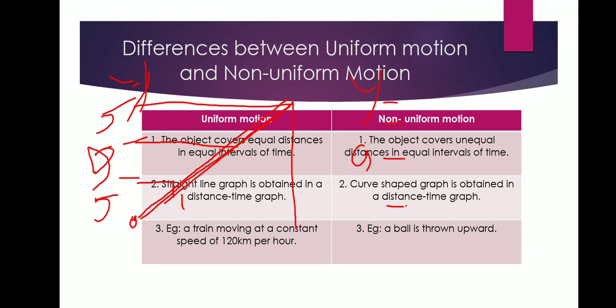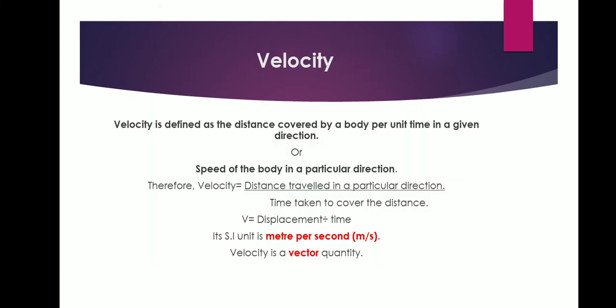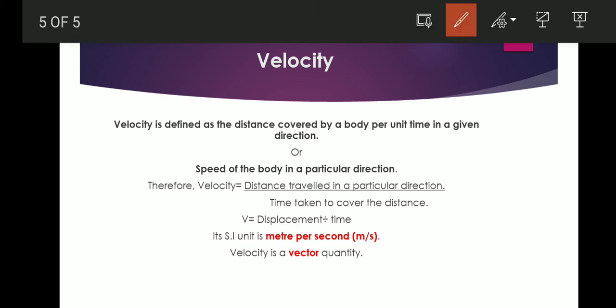The next topic is velocity. Velocity is defined as the distance covered by a body per unit time in a given direction. Here, velocity and speed you may mix up. In case of speed, we say distance by time.